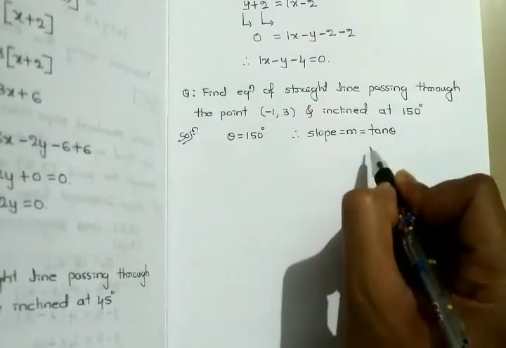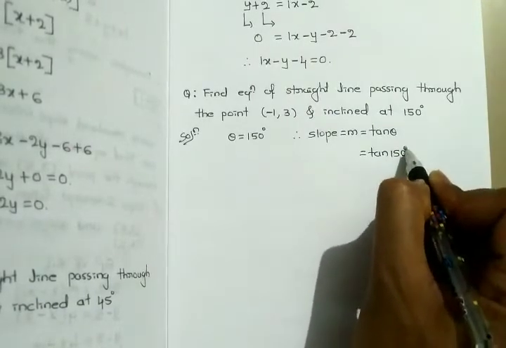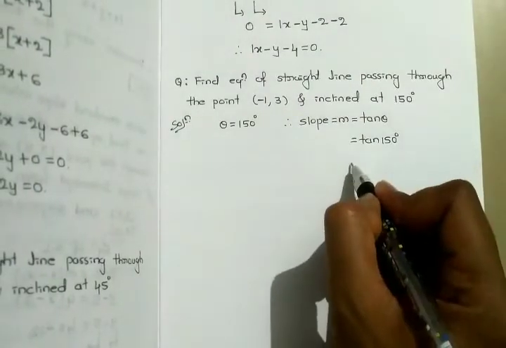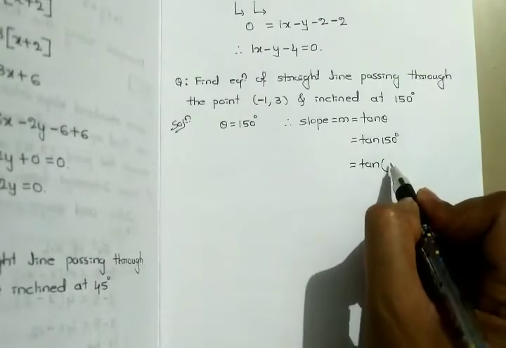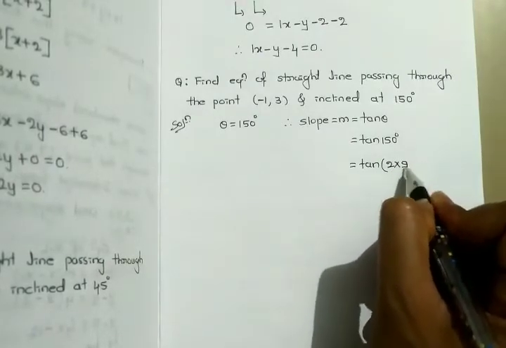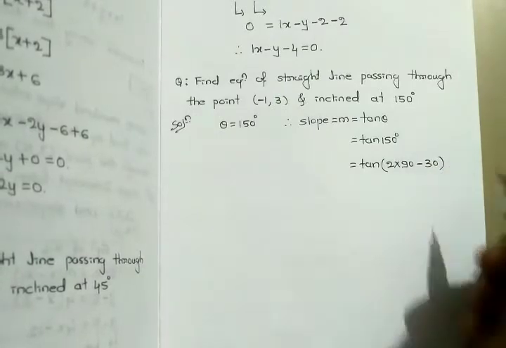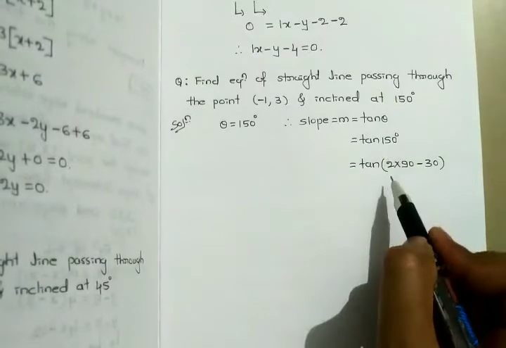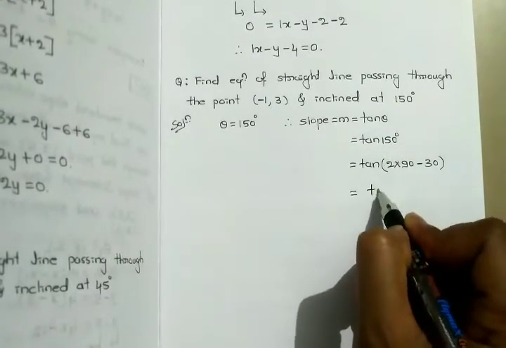Tan theta. So it is tan 150 degrees. So we need to use the allied angle formula. Convert 150 degrees into standard form. How am I going to write? 2 into 90, 180 minus 30. So 2 into 90, 180 minus 30 is 150. So 2 is an even number, so tan will remain tan.